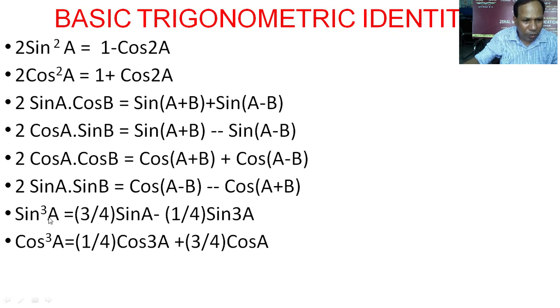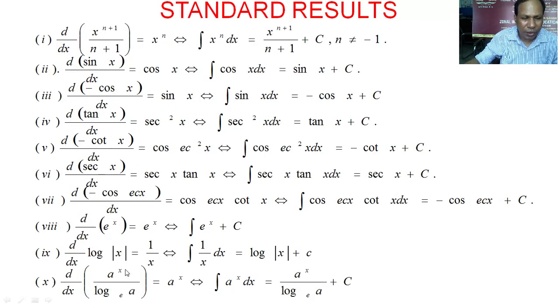And sin cube A, which is derived from the formula for sin 3A, is 3 by 4 sin A minus 1 by 4 sin 3A. Also cos cube A, which is derived from cos 3A, is 1 by 4 cos 3A plus 3 by 4 cos A. So here we are expressing the product in terms of sum or difference so that it becomes easier for us to integrate the given function using term by term integration.